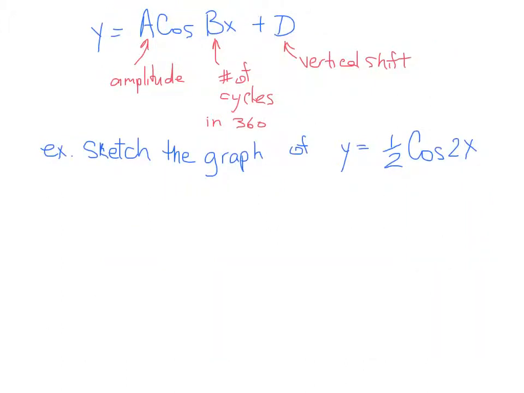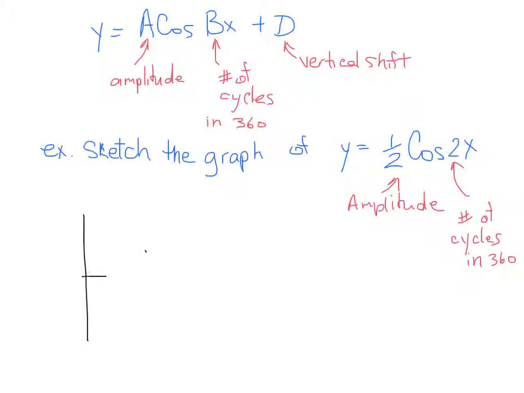Okay, so in this example, the amplitude here is a half, and the number of cycles in 360 is 2, and there is no vertical shift. So that's good, because the vertical shift is actually the hardest thing to figure out there.